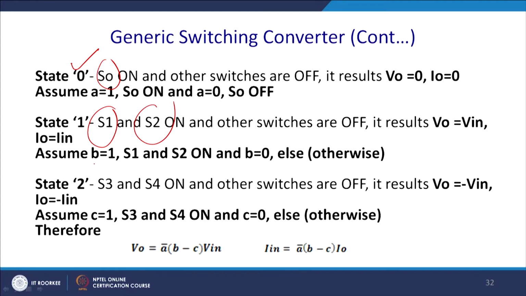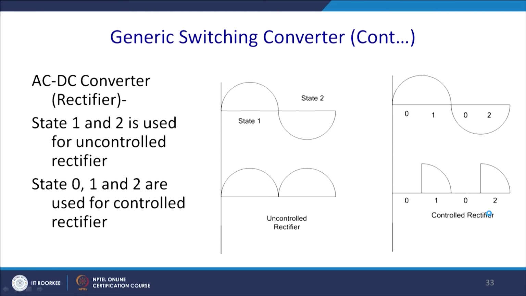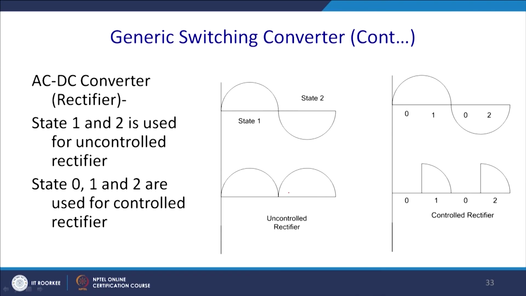Assume B equals 1 when S1 and S2 are on, and B equals 0 otherwise. State 2 is when S3 and S4 are on, and the other switches are off. So, you get the reverse voltage, that is basically minus Vin. Let us see what happened. For the AC to DC conversion, this is state 1 and state 2, and this is uncontrolled operation.